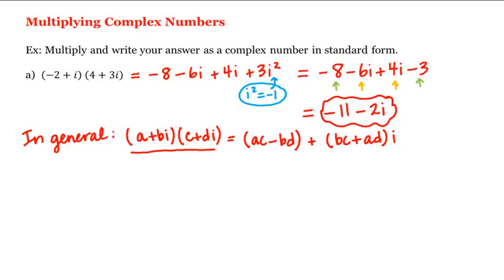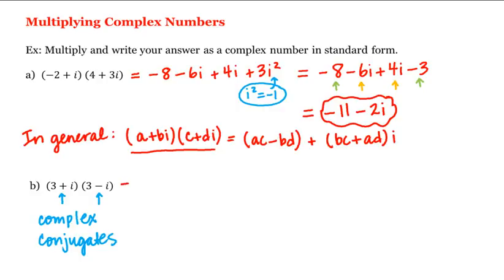All right, let's look at another example. Let's multiply these two complex numbers here. Now, the only difference between these two complex numbers is that this one has a plus and this one has a minus. These are what are called complex conjugates. And watch what happens when we multiply a complex number by its complex conjugate.